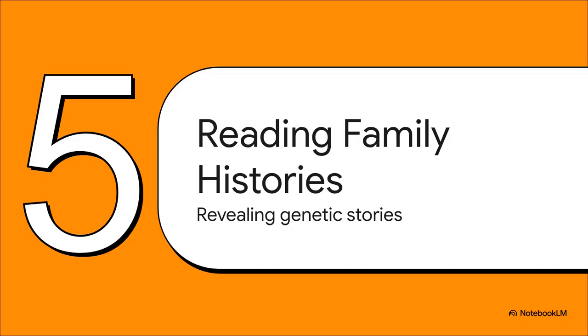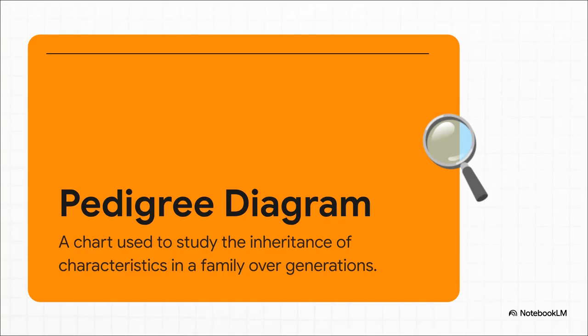Okay, so we've talked about predicting the future, but what about looking into the past? Turns out we can do that too. We can basically become genetic detectives, working backwards to solve the mystery of a family's genetic story. And the main tool for this job is called a pedigree diagram. You probably know it better as a family tree.